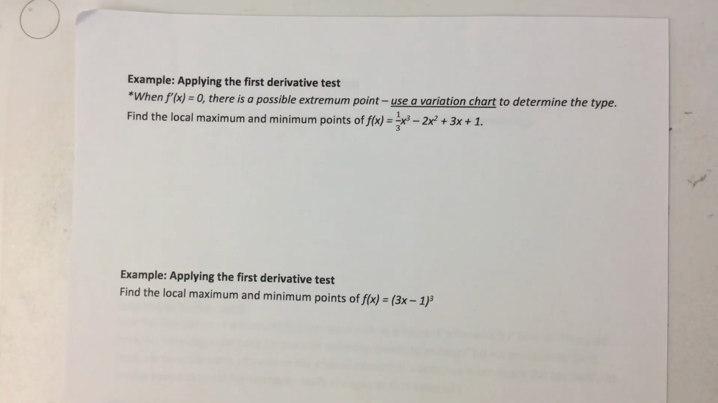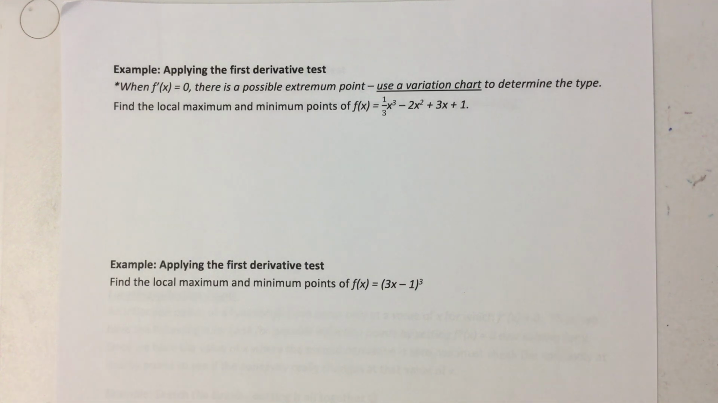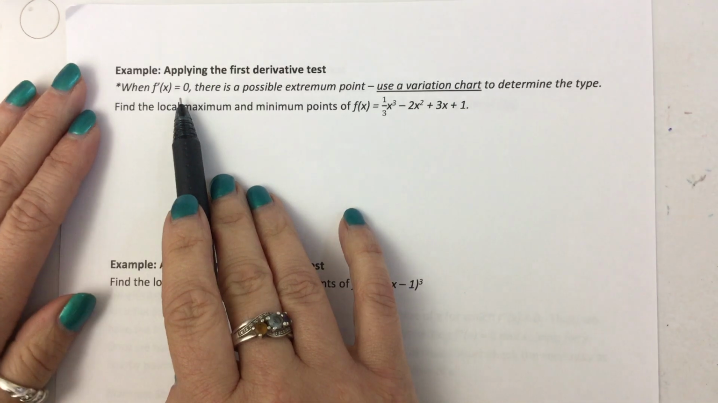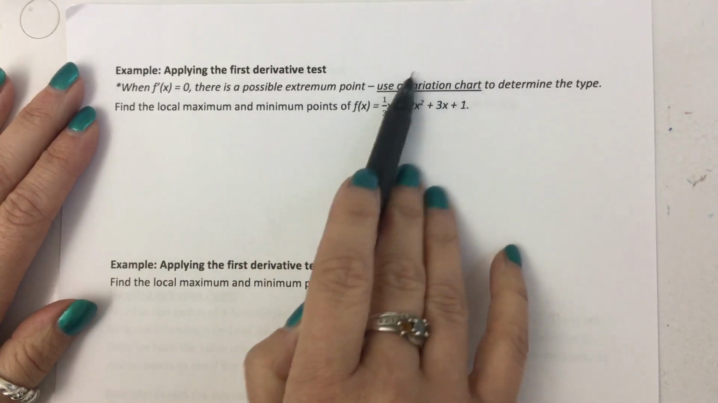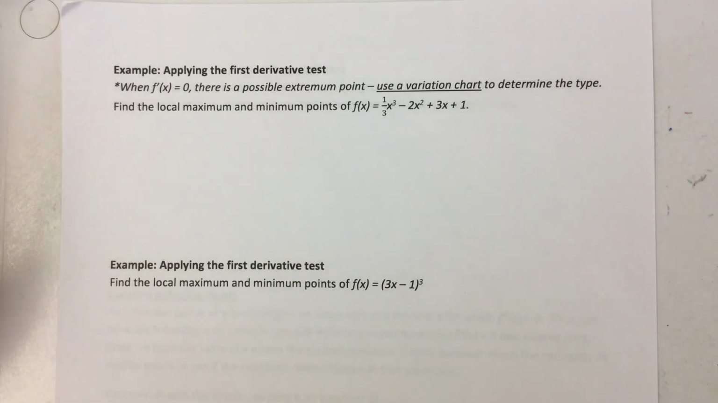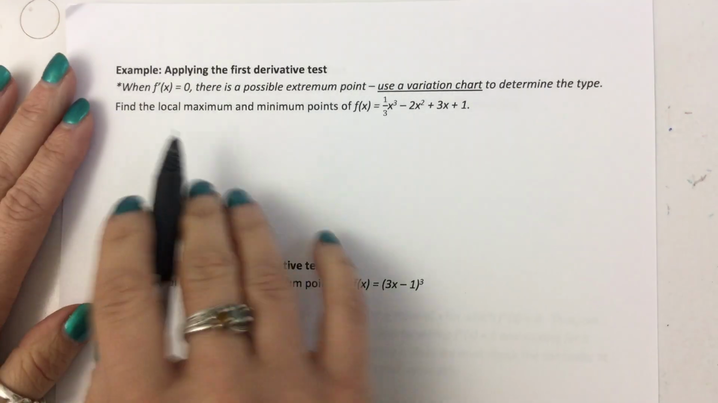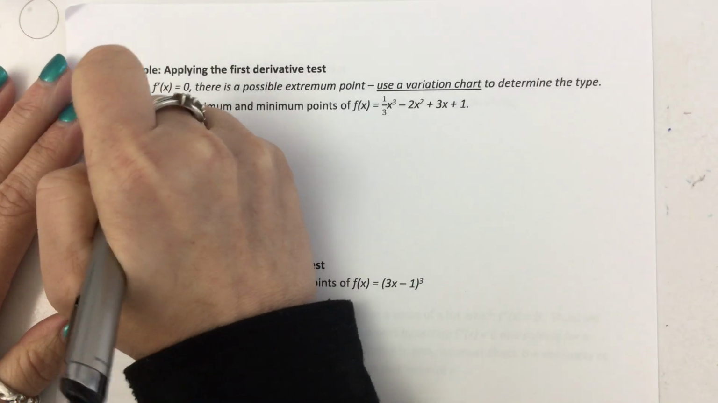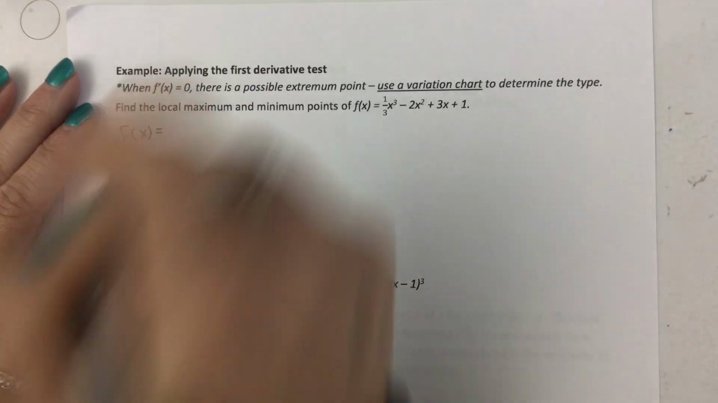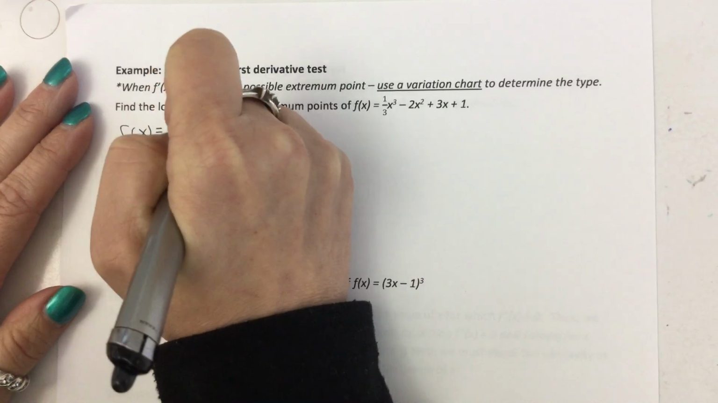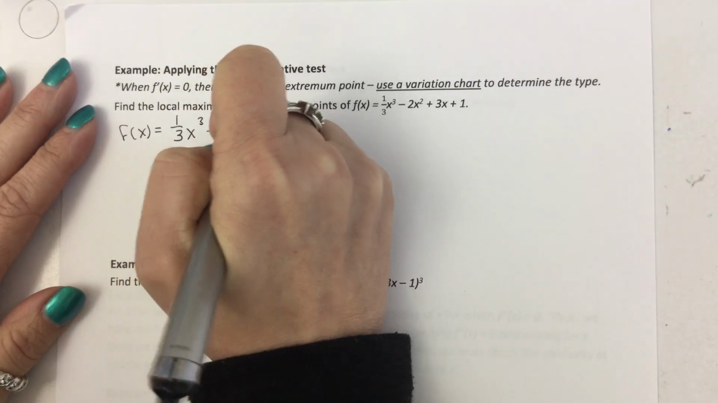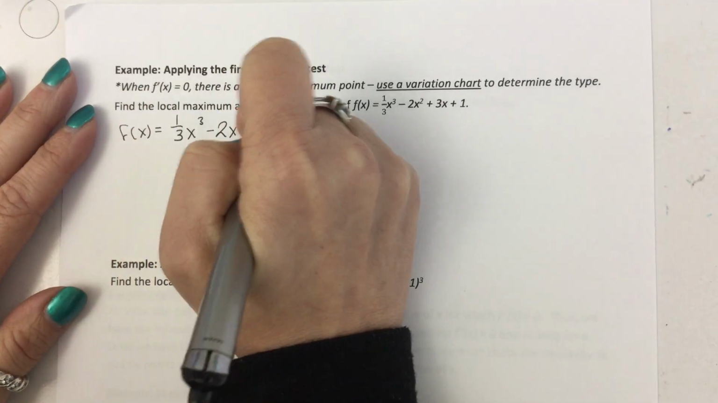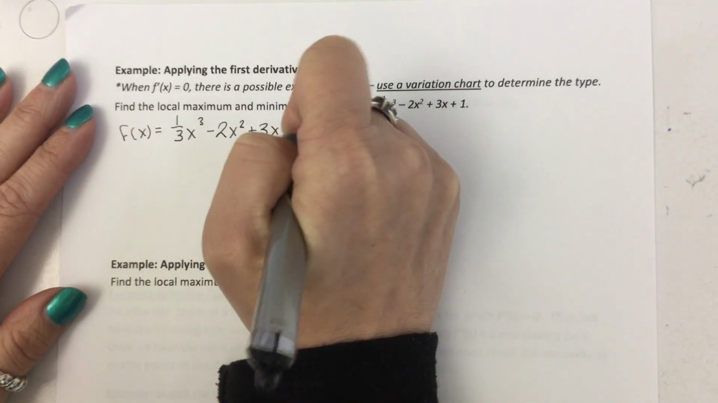So let's go ahead and just look at just the first derivative at this point, okay? When the first derivative equals 0, that's a possible extreme point. I think the easiest way is to go ahead and use what's called a variation chart, and I'll show you what that is in a minute, okay? Step 1, if I have f of x, and I'm just going to rewrite it, because sometimes it helps me to focus: f(x) = 1/3 x cubed minus 2x squared plus 3x plus 1.